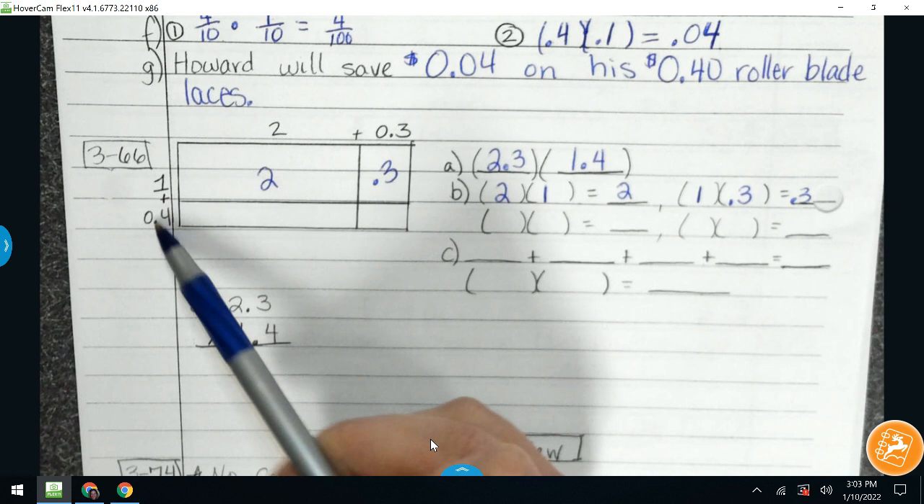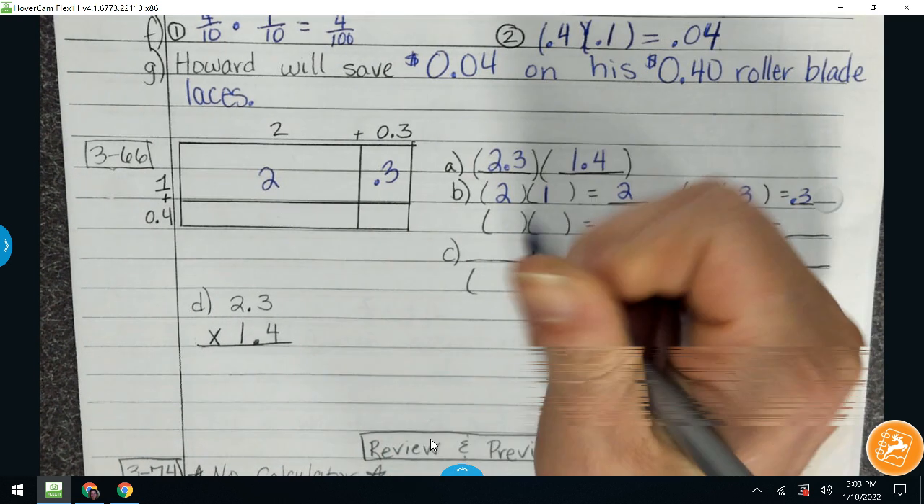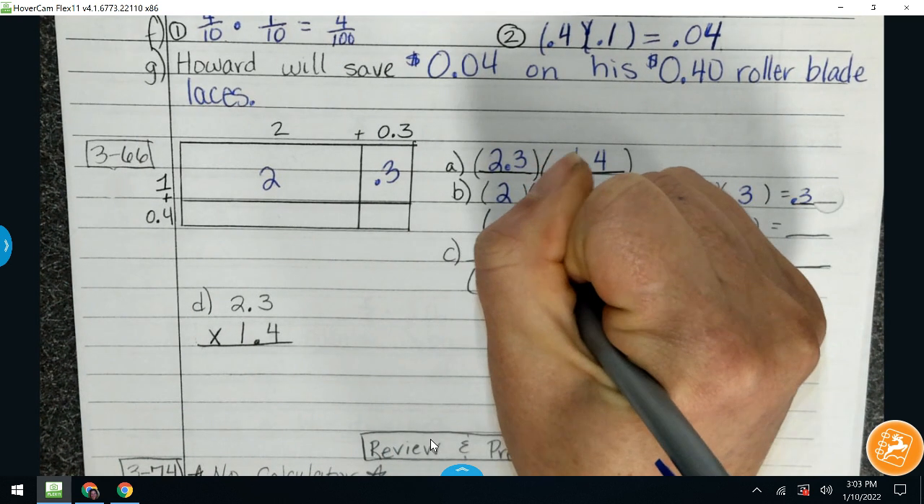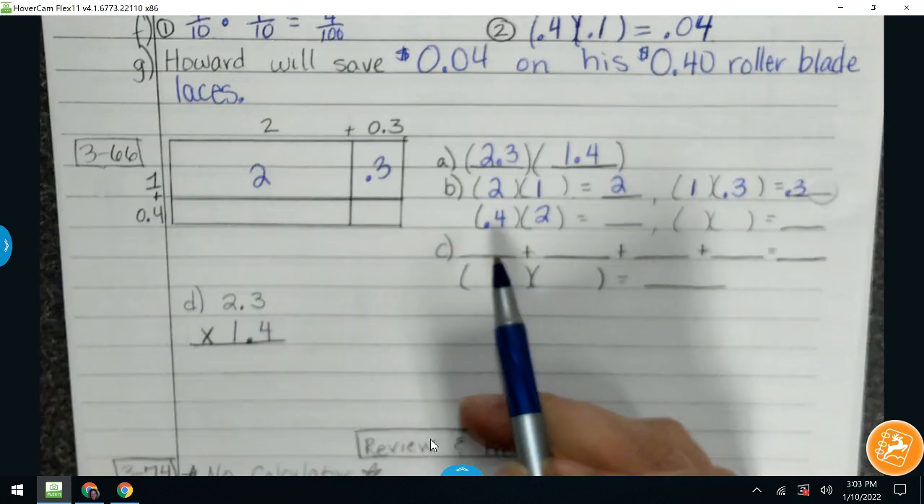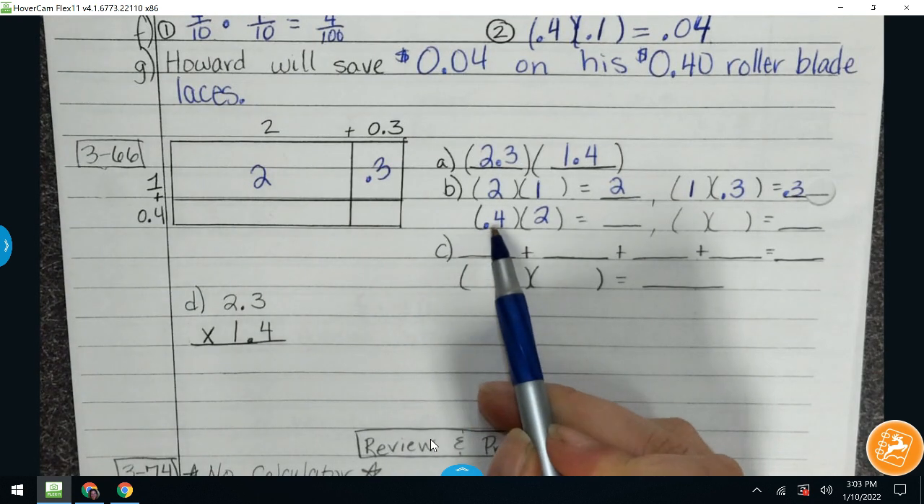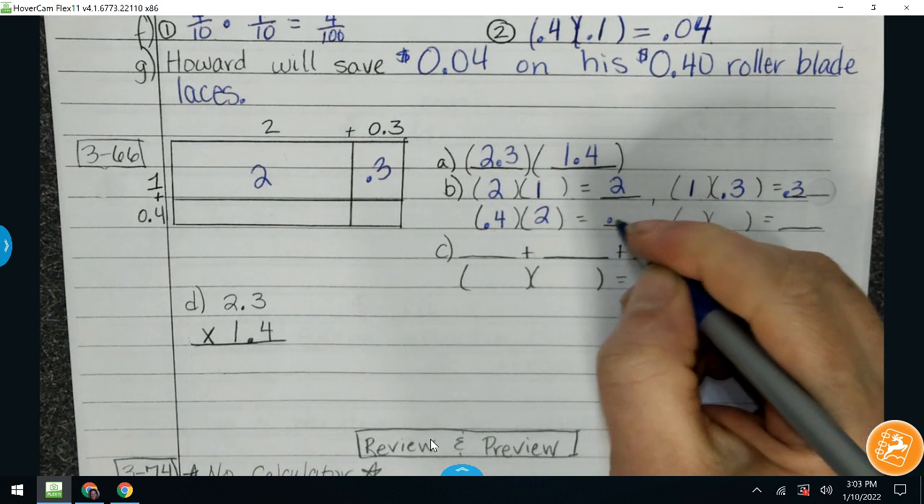Next, I have to find the area of this guy right here. So we're going to multiply 4/10 by 2. Some people want to grab a calculator for this, but I think it's just double 4/10. So if I'm doubling it, that means it's going to be 8/10.